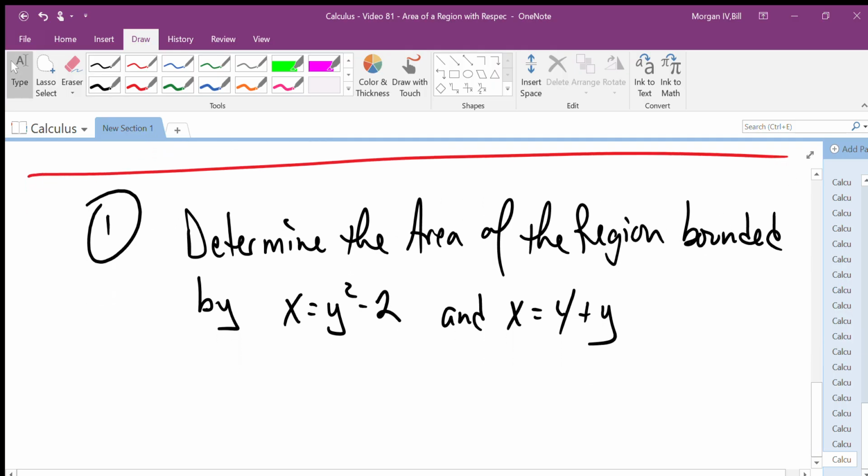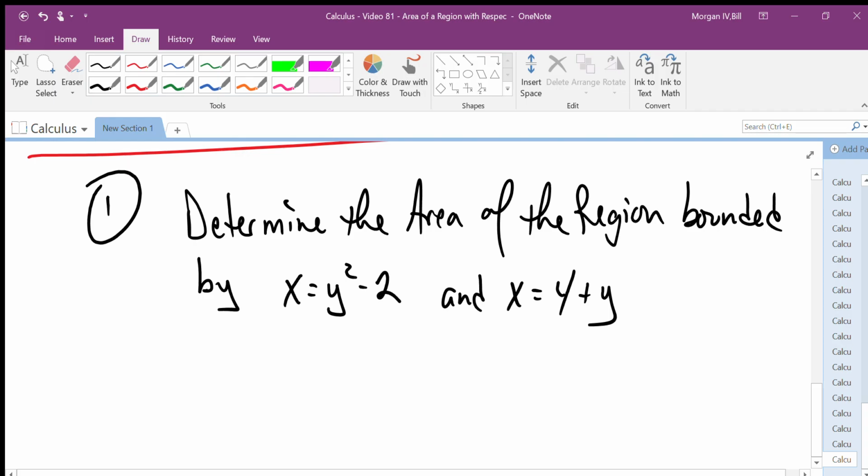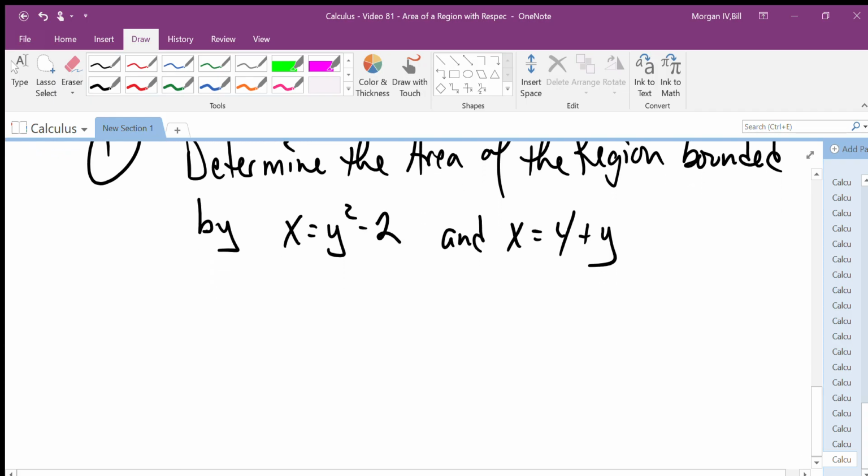Very good. This is kind of a giveaway that, hey, this might need to be finding the area in terms of y, because here I have equations in terms of y. X is equal to y squared minus 2. X is equal to 4 plus y. So I have equations in terms of y. So good chance I'm going to be finding the area of this region with respect to y.